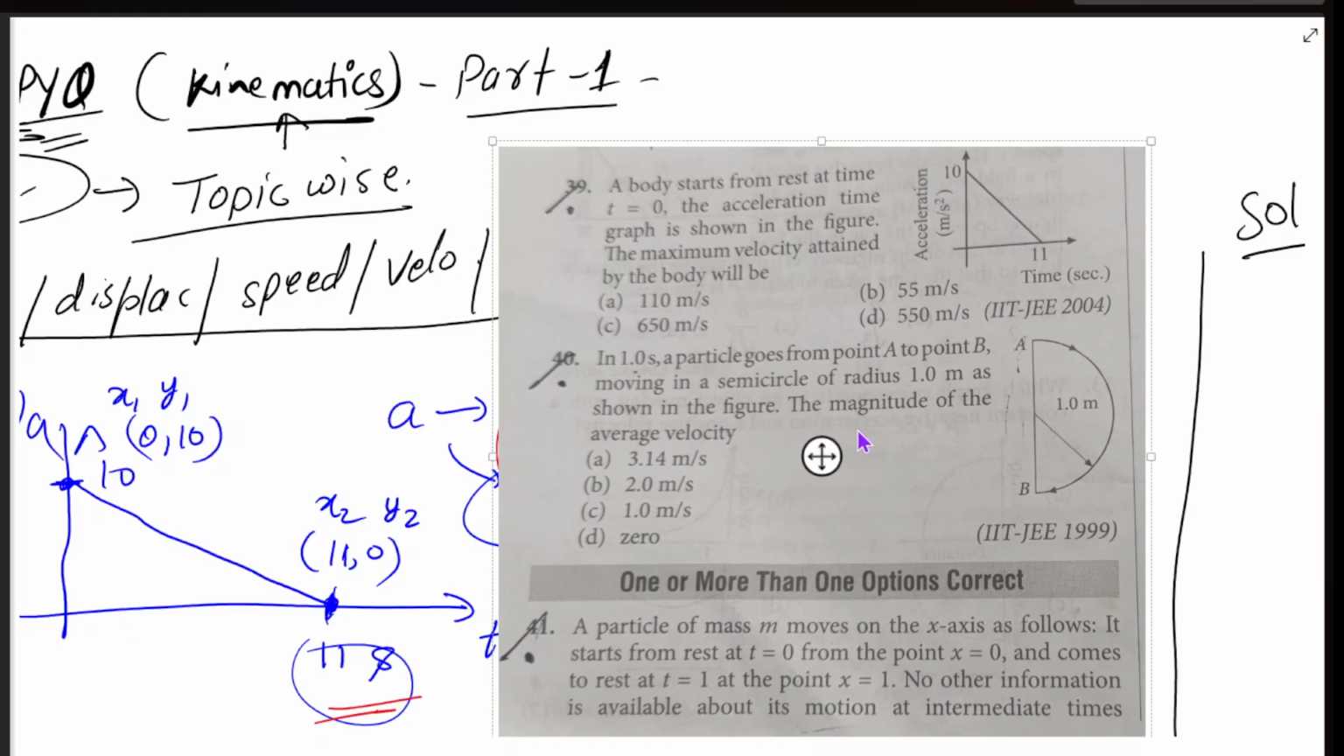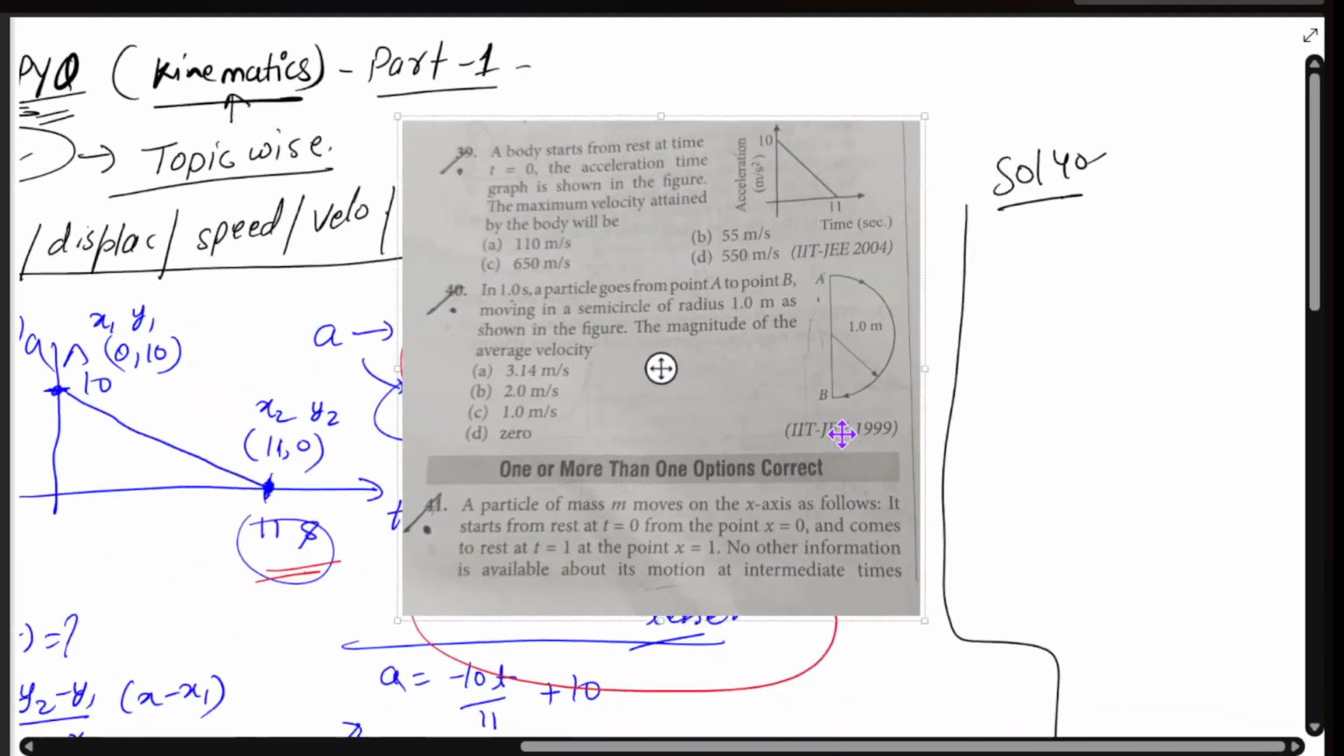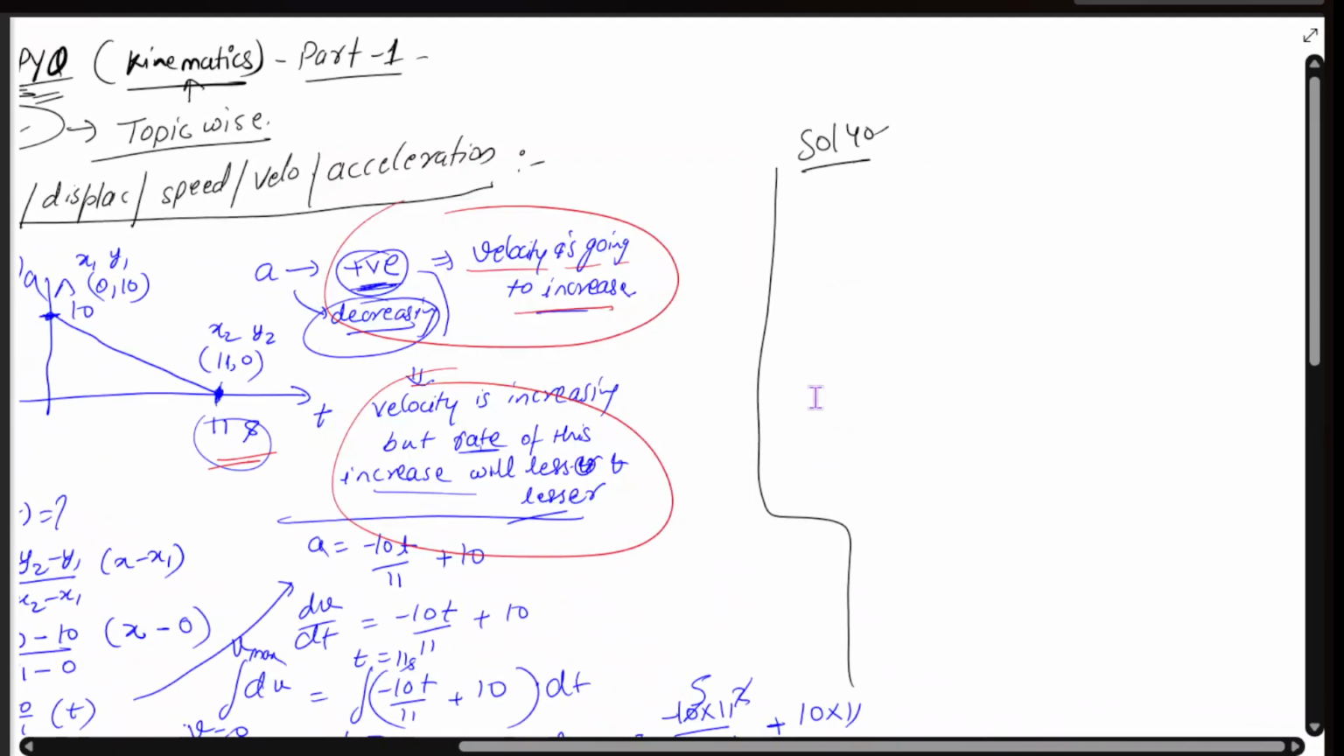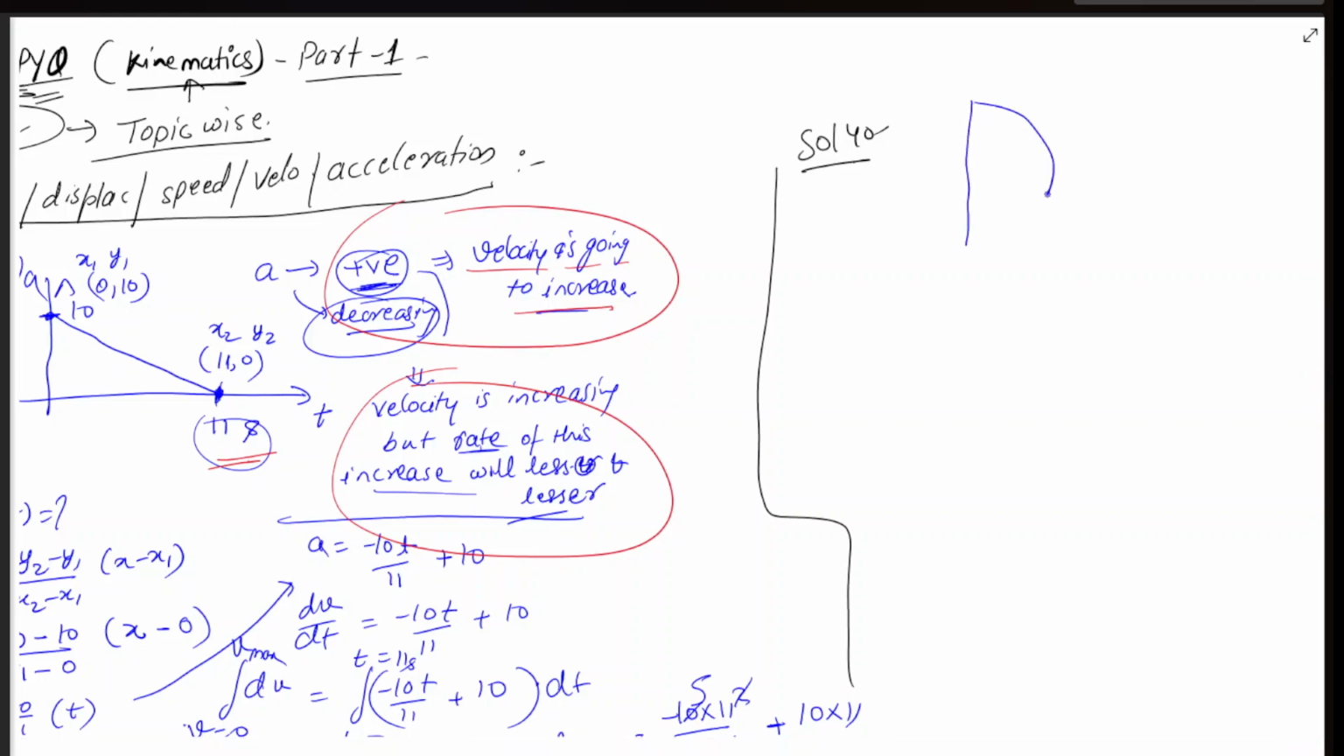So average velocity I have to find. We have this diagram, right? It is a very easy question, of course. It doesn't look like a JEE Advanced question. Now the particle's original path is this, but we have to find the average velocity. The average velocity is total displacement upon total time. Whatever the path is, we have to take the total displacement.